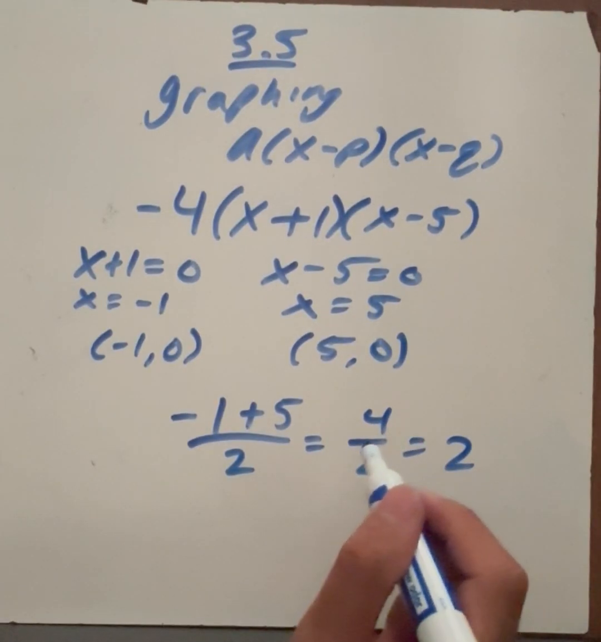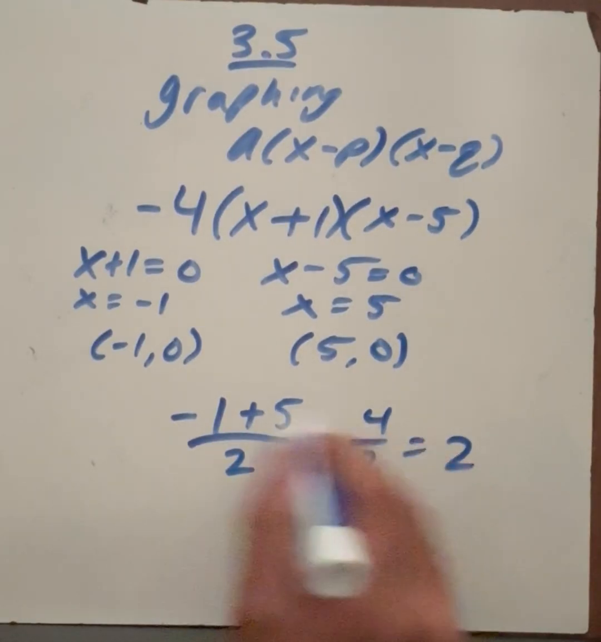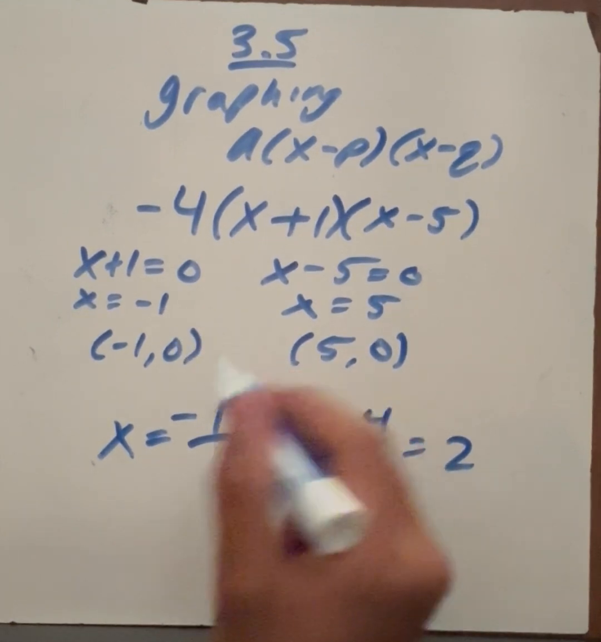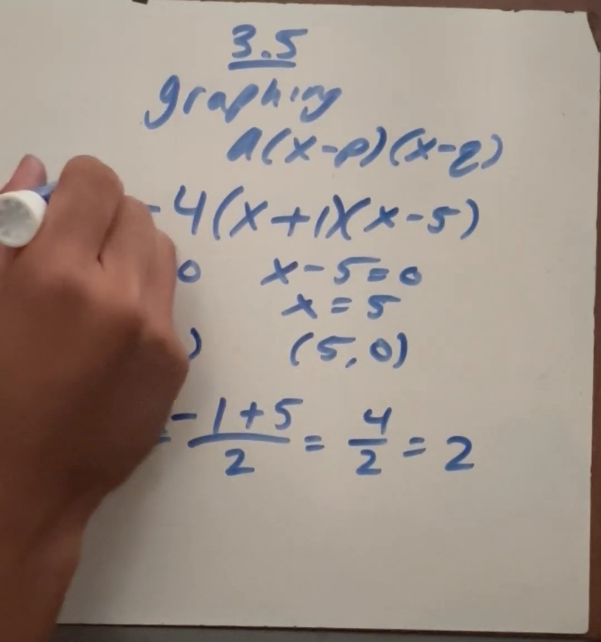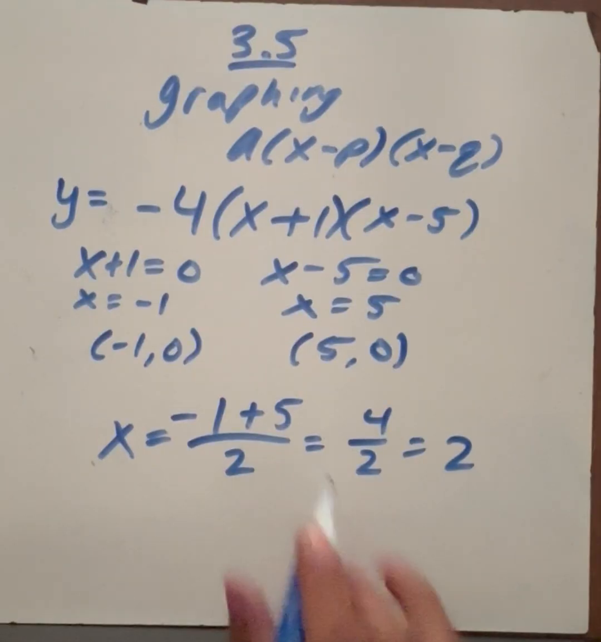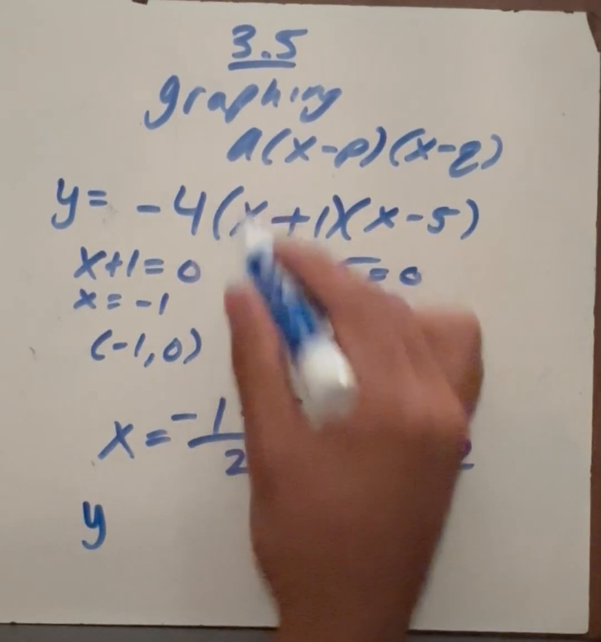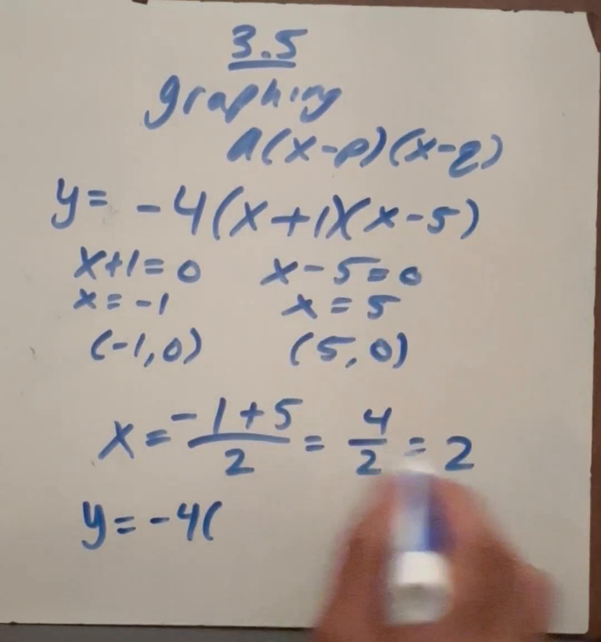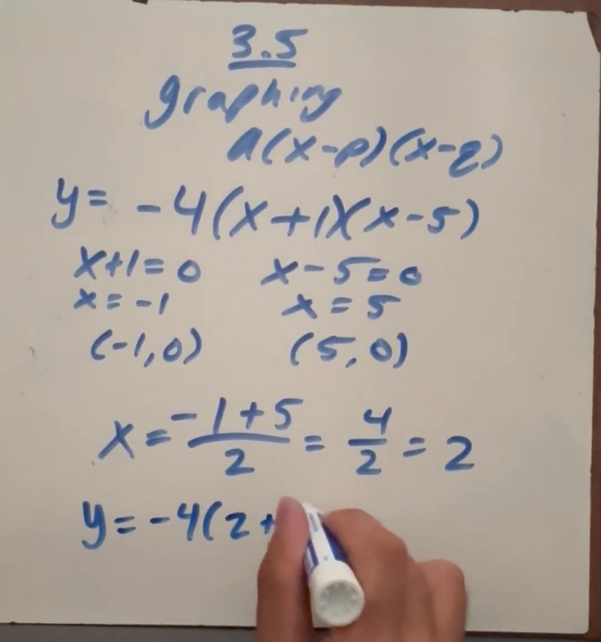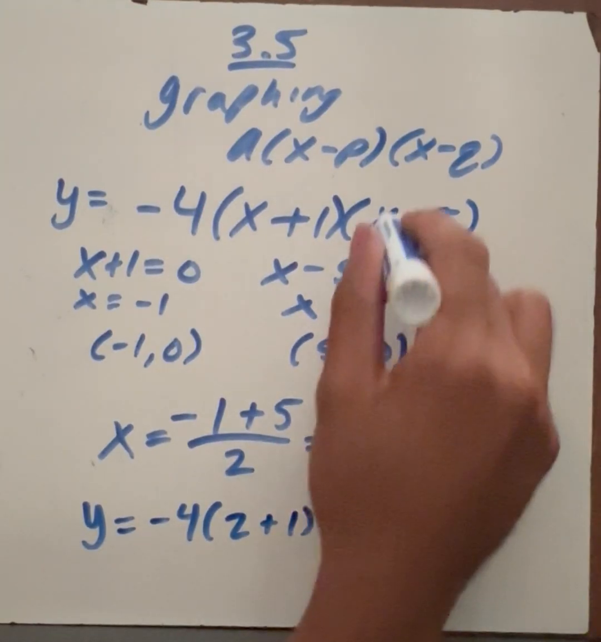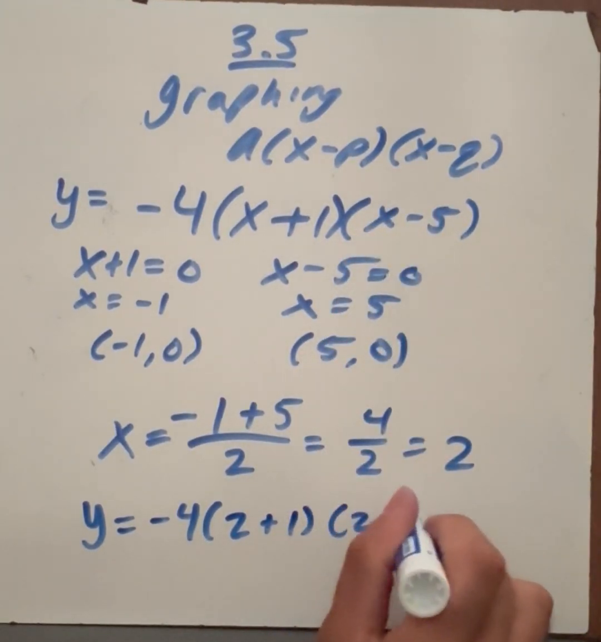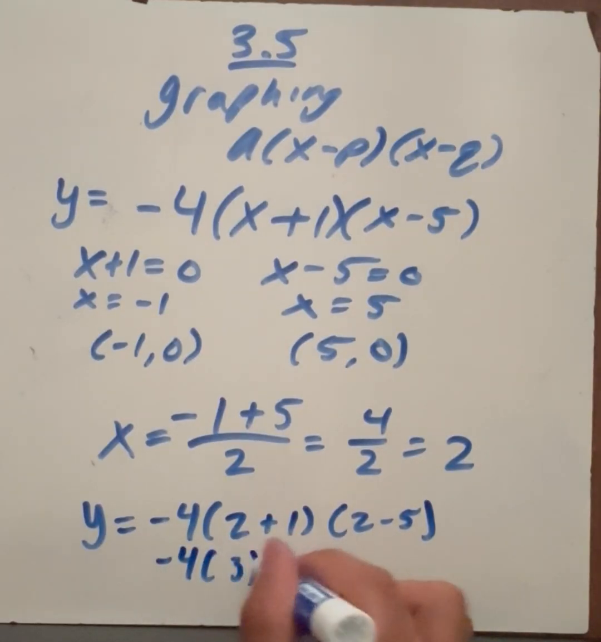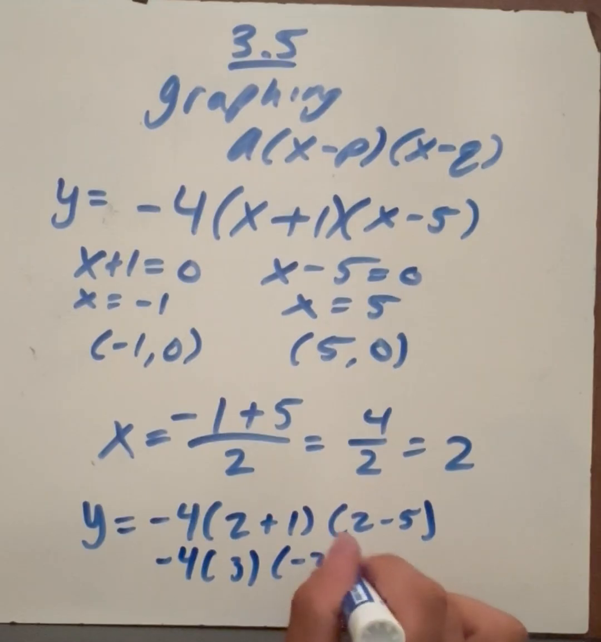Okay, once you've found the x value, we can find the y value. If we know that this function is what y is equal to, we can just plug the 2 into this function right here. So y is equal to negative 4 times x plus 1, so 2 plus 1, and then x minus 5, so x is 2, so 2 minus 5. So 2 plus 1 is 3, so negative 4 times 3, and 2 minus 5 is negative 3.